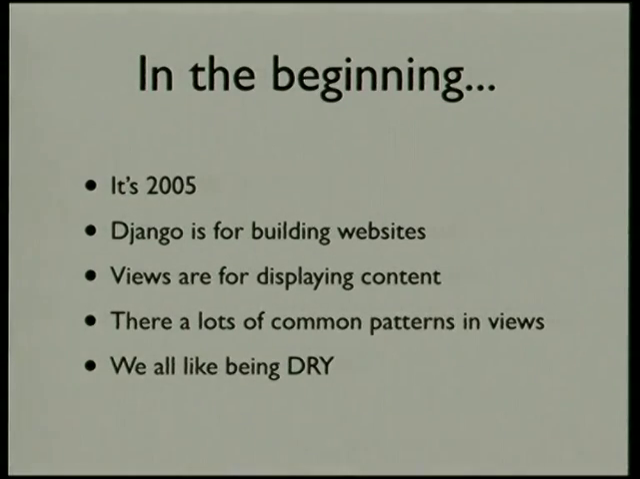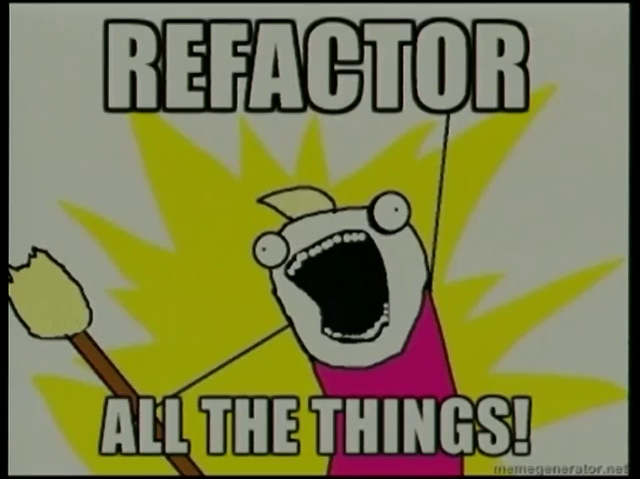Views exist. Views are the way that you display content. There are lots of common patterns in views. We all like being DRY. The generic views weren't there in the first public code release in 2005. They were added on July 25th in revision 304, so the 304th commit in our public repository after we went open source. Why were they added? Well, because there are common patterns. There are things that you end up doing all the time when you're building views. So, refactor all the things.